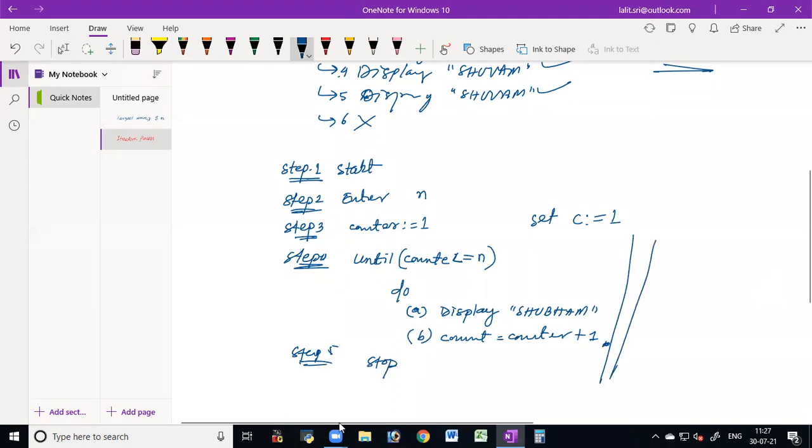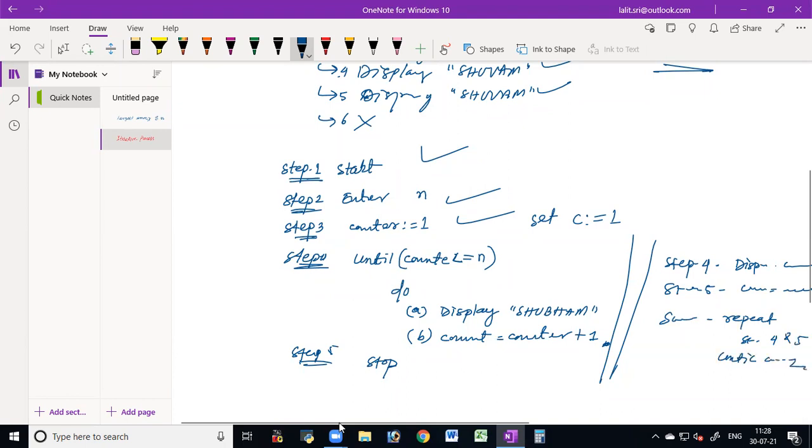Otherwise, I can write like this. Step 1, step 2, step 3 are the same. Step 4, display Shubham. Step 5, counter equal to counter plus 1. Step 6, repeat step 4 and 5 until counter is less than or equal to n. Like this also you can write. Then step 7 is stop.